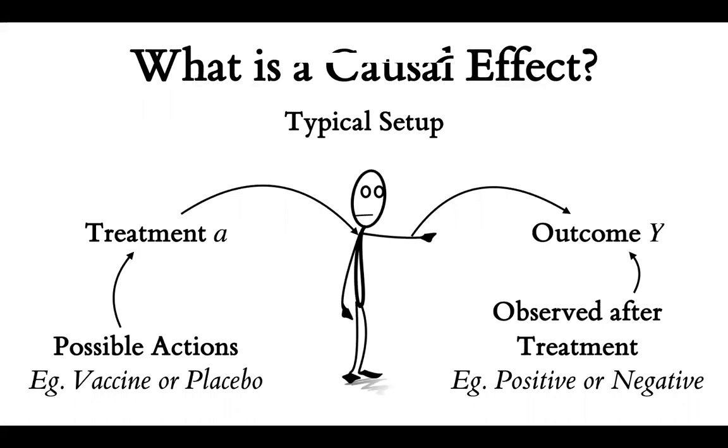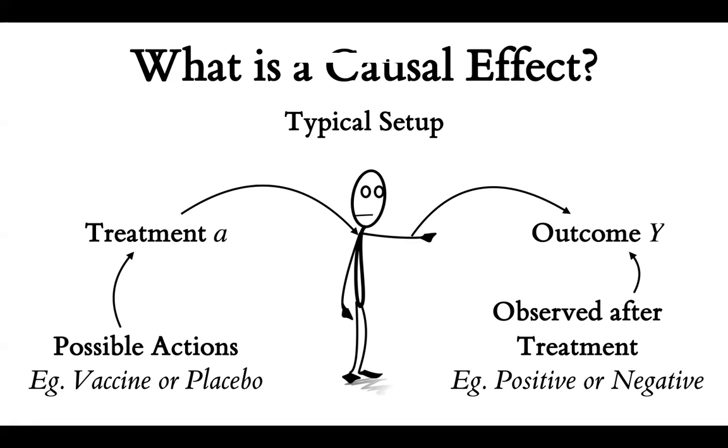The typical setup in causal inference is you have an individual. Think of this as your focal individual. The individual is given a treatment. I'm going to call that treatment A. And that A is from among a set of possible actions. So the set of possible actions could be something like a vaccine or a placebo. So that's two actions that the treatment could take on.